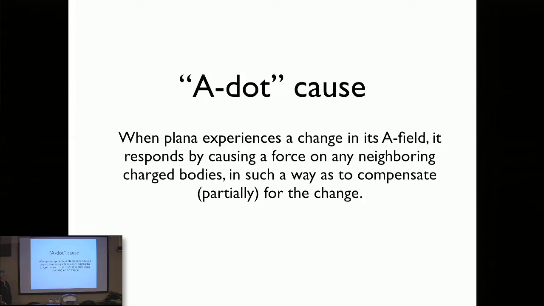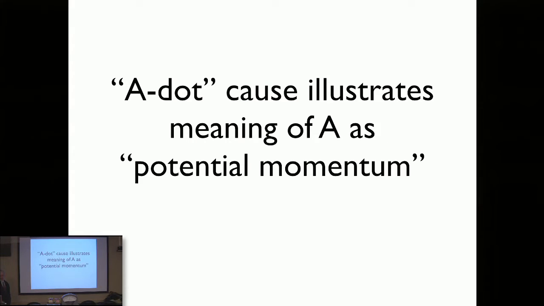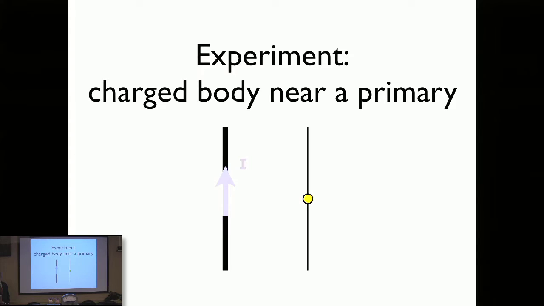So the A dot cause, again, just to reiterate what goes on. The plana experiences a change in the A field where it is. It responds by causing a force on any charged bodies in the vicinity. So it kind of compensates for a loss of the A field by giving an impetus in the other direction. So this illustrates the meaning of A as a potential momentum. I'll show you here a little bit more clearly.